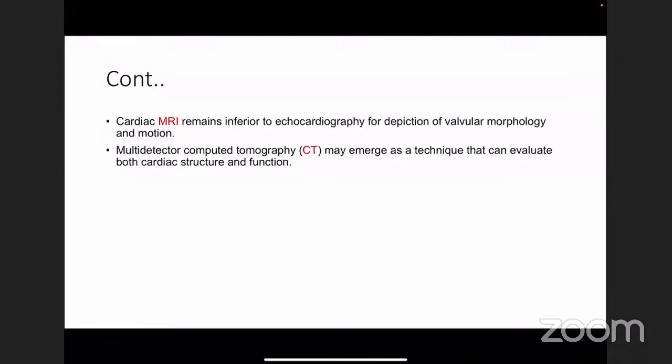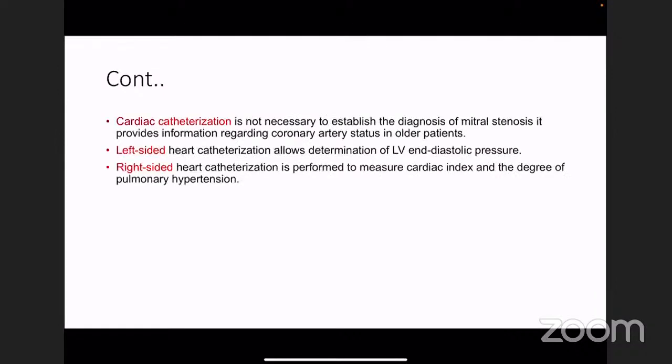Cardiac MRI remains inferior to echo for demarcation of valve morphology and motion. Multidetector CT may emerge as a technique that can evaluate both cardiac structure and function. Cardiac catheterization is not necessary to establish the diagnosis of mitral stenosis. It provides information regarding coronary status in older patients. Left side heart catheterization allows determination of LV end diastolic pressure, and right side catheterization is performed to measure cardiac index and degree of pulmonary hypertension.